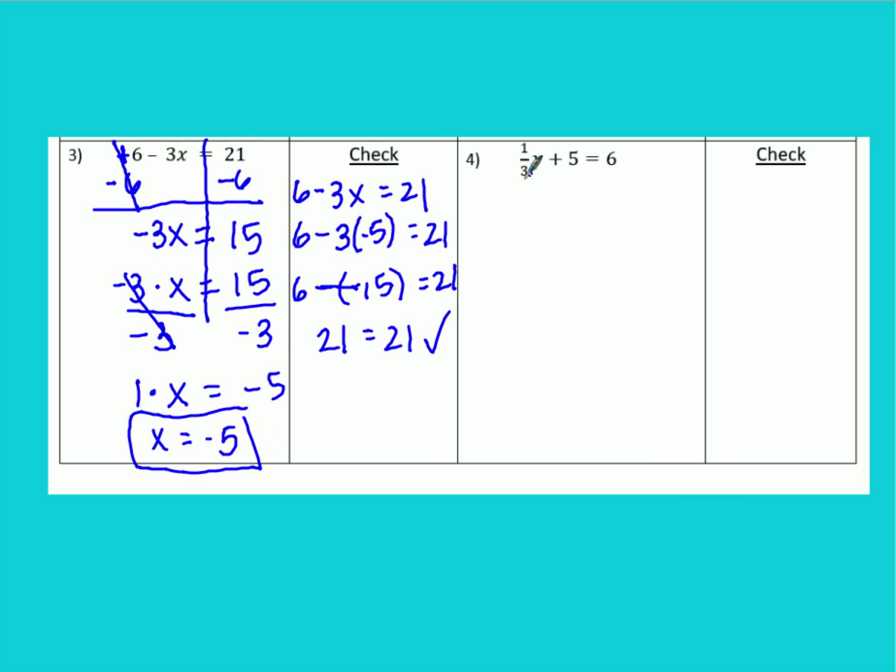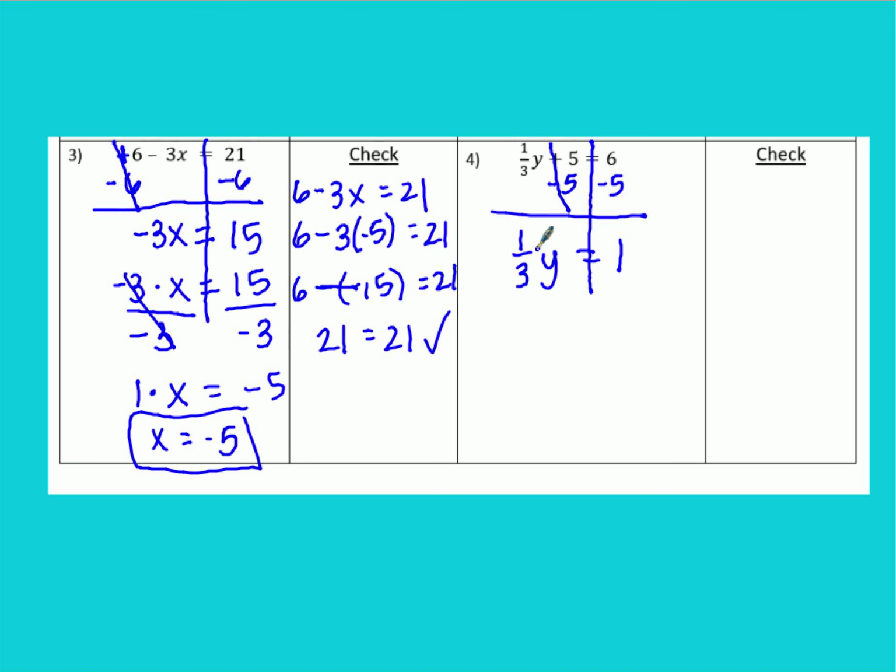In our last example here, we have 1/3 y plus 5 equals 6. So our side with the variable is our left side this time. Our constant is positive 5, and I'm going to get rid of that first. The opposite of plus 5 is minus 5, so I subtract 5 on both sides. When I do that, I bring down my 1/3 y, and my positive 5 minus 5 becomes 0, so they get crossed out. Equals 6 minus 5 is just 1.